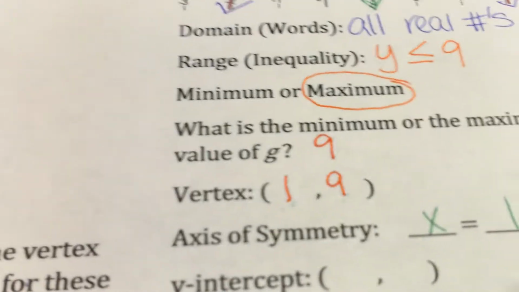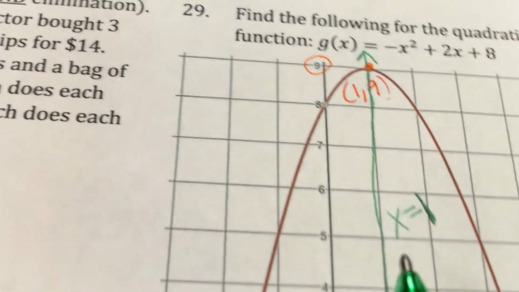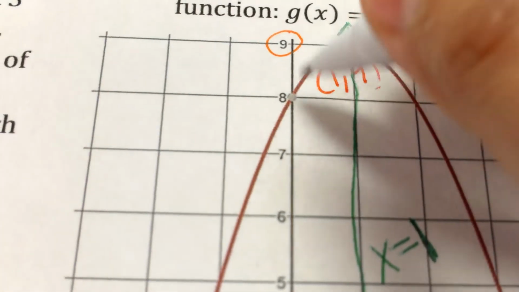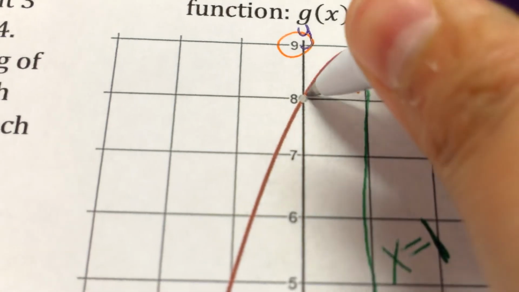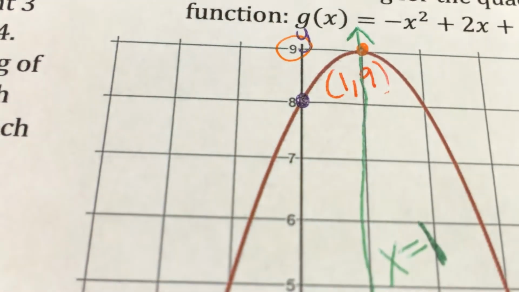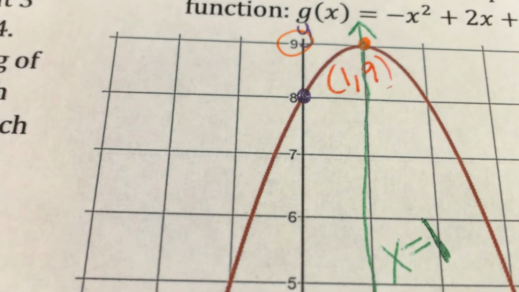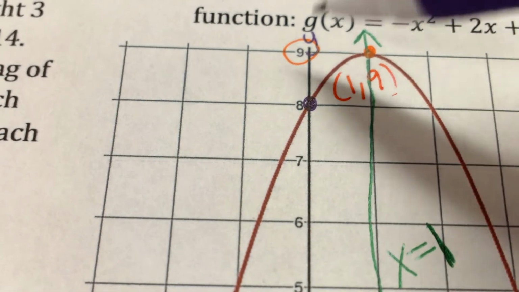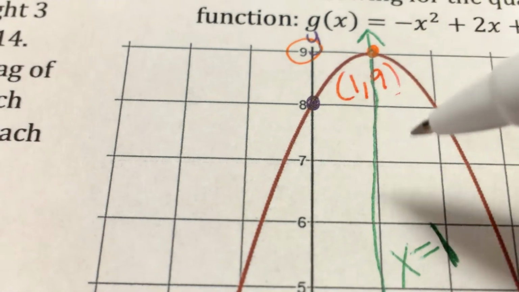Your y-intercept. Where does it cross the y-axis? Well, here's my y-axis. It is crossing here at 8. Is it crossing at 0, 8 or 8, 0? Well, remember, it's x, y. So 8 is your y. So it's 0, 8.